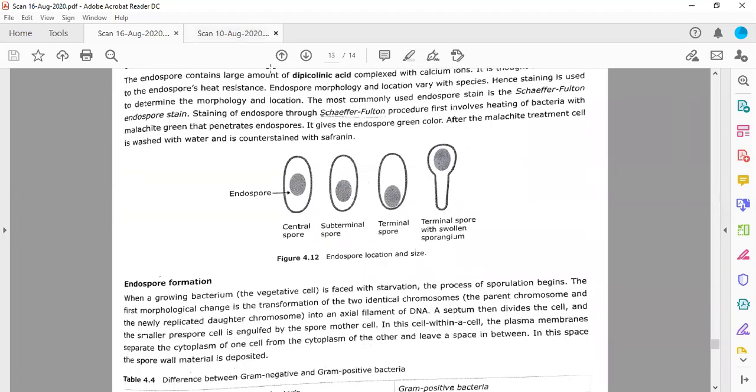It is also given in your Pathfinder, so let me underline what you need to remember from this discussion. Endospores are very heat resistant. You should know this. Why are they heat resistant? Because they have dipicolinic acid and high calcium concentration. So it will give some stress resistance to these endospores. Schaeffer-Fulton dye is used to stain the endospores, and the primary stain is malachite green, and the counterstain is safranin. You need to heat so that malachite green will enter the endospore.